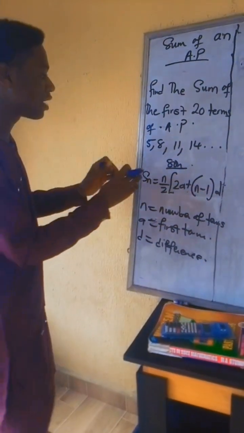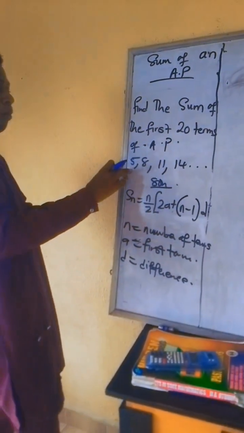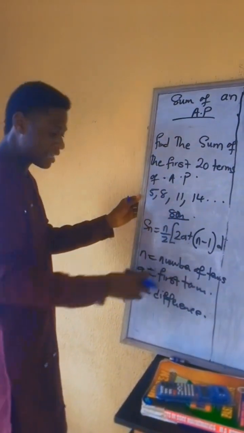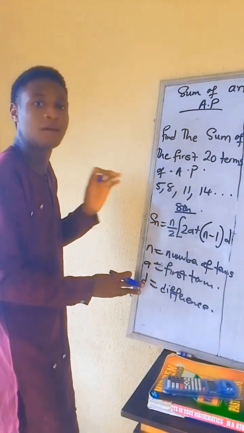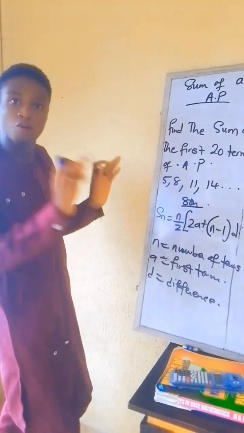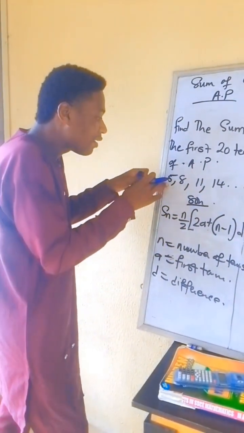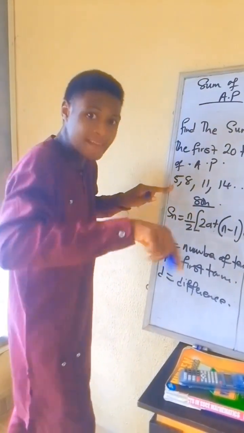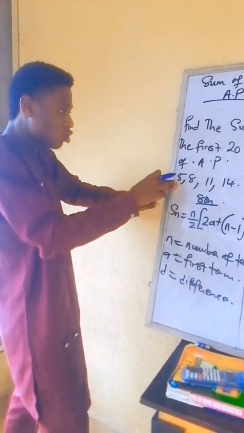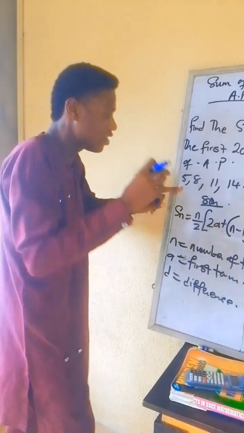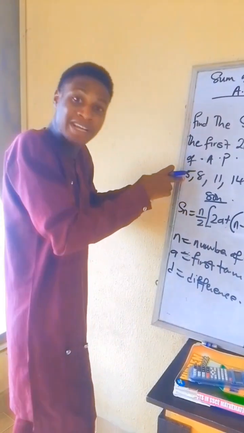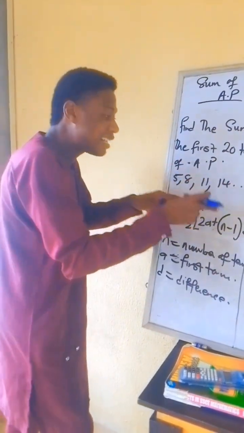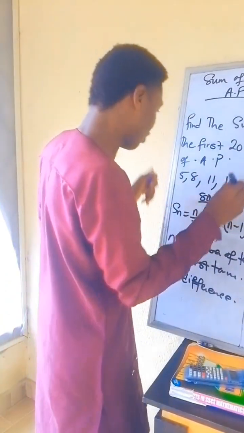And what does this D represent? That means you should subtract 5, the first term, from 8. You will get D. That's what they mean. Then, since 5 is the starting number, 5 is A, the first term they start with. The answer you get from subtracting the first term from the second is your D. So now let's go on.